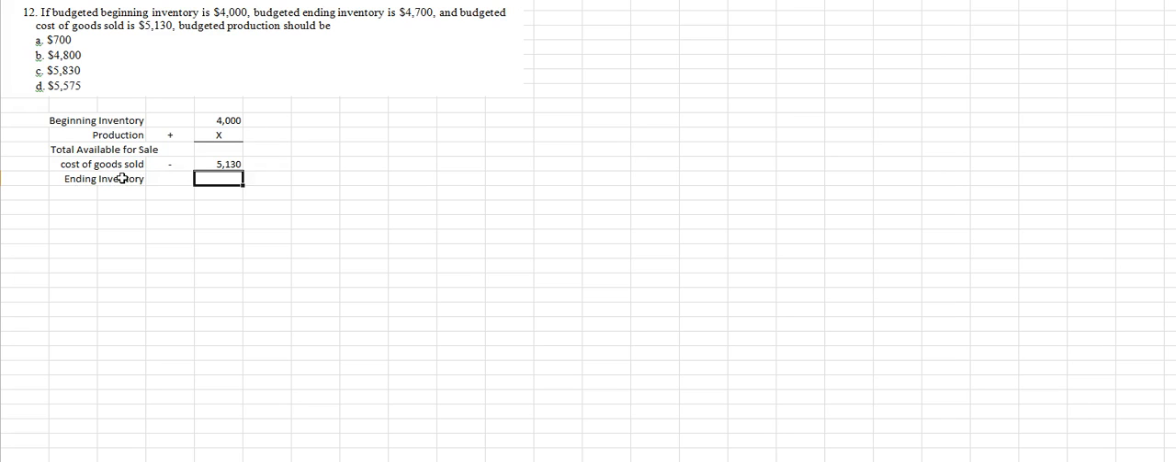So that's the whole logic there. And it tells you that your ending inventory is 4,700. So if we use algebra, let's put this in an algebraic formula. And I know some of you are cringing when you hear the word algebra, but it's not that hard.